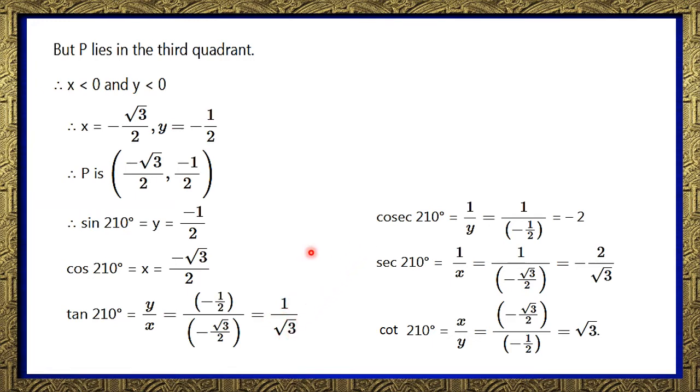From these values, we can write the reciprocal ratios, that is cosec 210, that is 1 upon y, is equal to 1 upon minus 1 upon 2, which is equal to minus 2. Sec 210 is equal to 1 upon x, which is equal to 1 upon minus root 3 upon 2, which is equal to minus 2 upon root 3. Then cot 210 is equal to x upon y, which is equal to minus root 3 upon 2 upon minus 1 upon 2. That is equal to root 3.